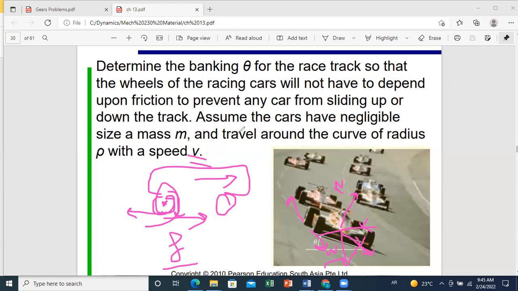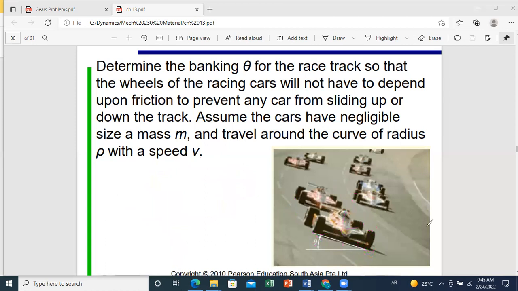Here, since we have constant velocity, so no acceleration or deceleration, I don't have any friction along UT, and they told me that I don't want to rely on friction to prevent sliding up and down. So no friction in both directions. This means the only forces are the normal and the weight. Once I determined my forces and determined that I have a circular motion, always when you have circular motion, think about UN and UT.